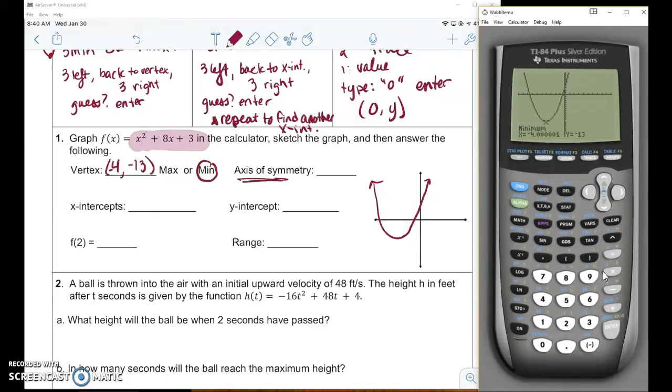Axis of symmetry. Remember, axis of symmetry is a vertical line, x equals, that always goes through the vertex. So the x value of my vertex is the point -4, -13. So the axis of symmetry is x equals -4.